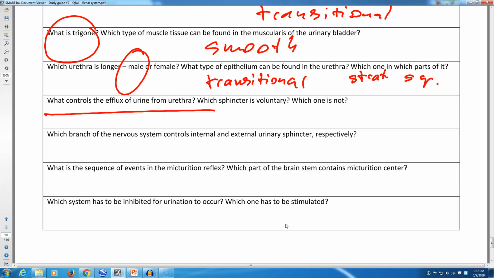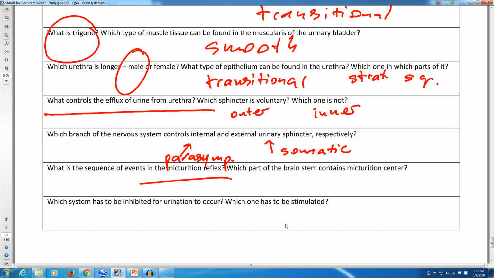Two sphincters control the release of urine. The voluntary sphincter is outer, involuntary is inner. Internal is controlled by parasympathetic. External is controlled by somatic.